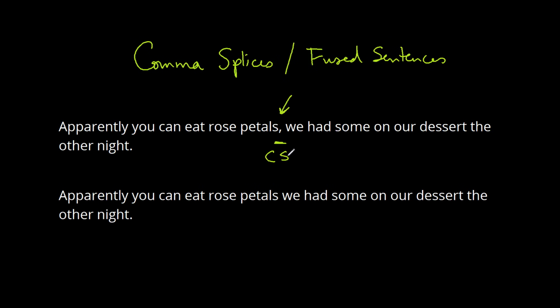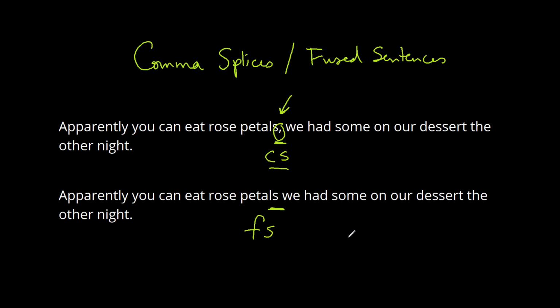So this is a comma splice where we've put a comma between two separate sentences, and we haven't properly connected these sentences, let's say with a conjunction. So that's called a comma splice. The second example is basically the same, but now we don't have the comma at all, and we call this a fused sentence. So if you see one of these abbreviations in your writing, if a professor marks your writing, then that's what that means. CS stands for comma splice and FS stands for fused sentence.